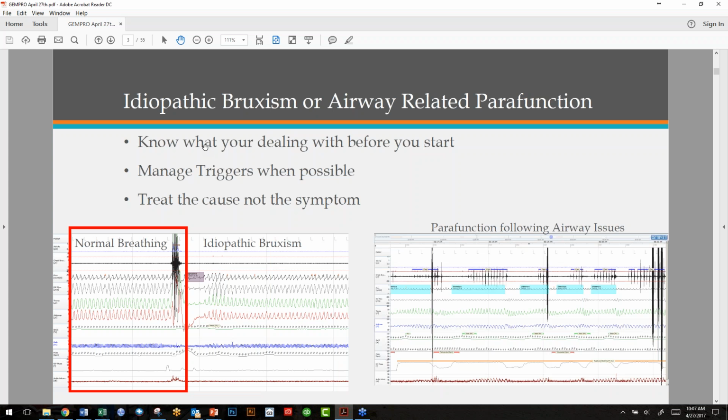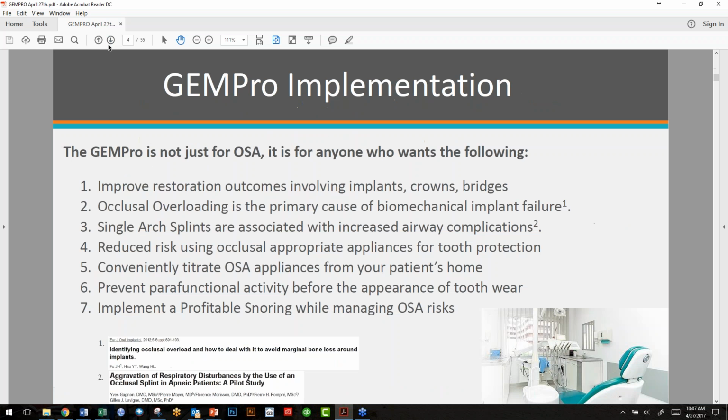But as a dentist, how do you know what you're dealing with? So again, the idea is if we can manage triggers, then we can manage this parafunction. The other thing I like to add, just real quick, is that in cases like on the right, we can treat the cause, not just the symptom, and that's so important.